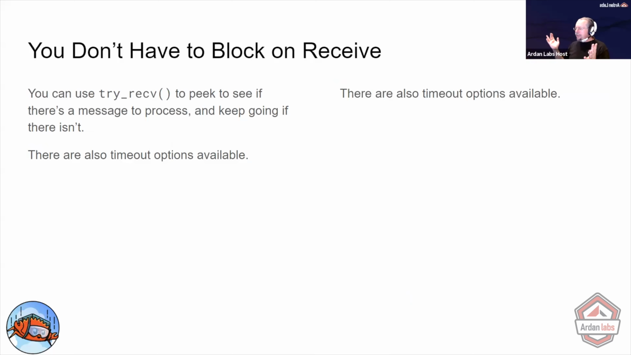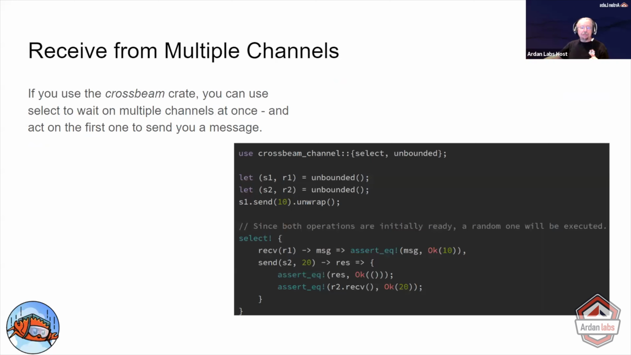Couple of things to note: you don't have to block. You can use try receive, which will instantly return that I don't have any messages for you. If you have multiple potential sources of data, you can try receive on them. This is particularly useful if you've got a channel whose main purpose is to tell a thread to quit, because killing a thread from the outside is painful. There are also timeout options available.